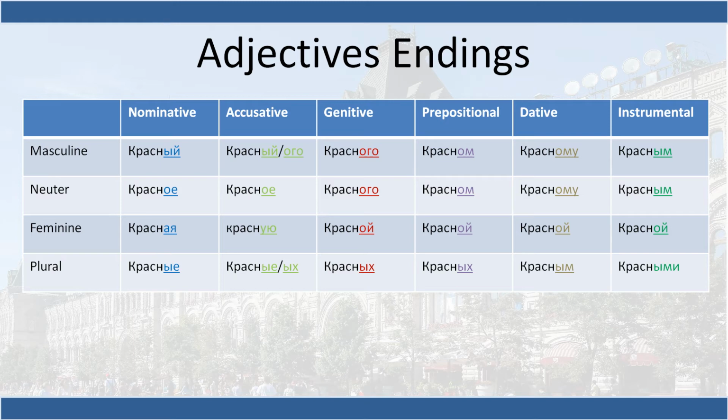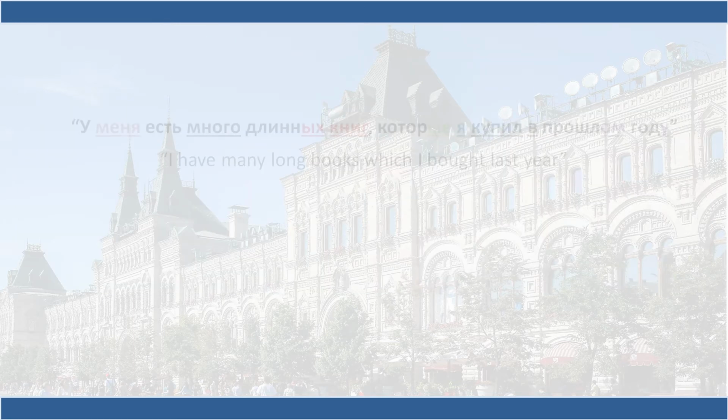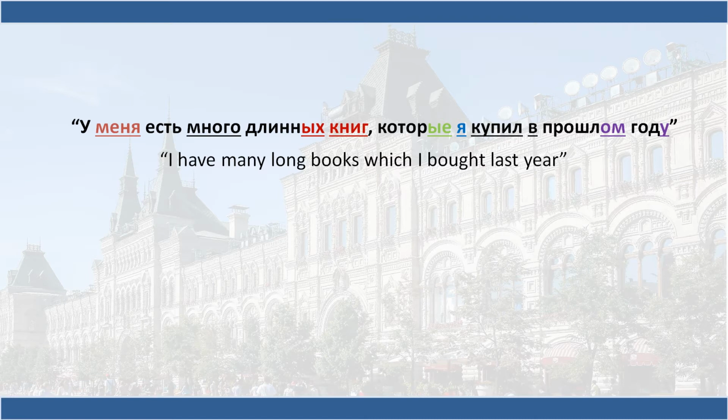And here are some examples to show you how cases work in sentences. У меня есть много длинных книг, которые я купил в прошлом году. I have many long books which I bought last year. У меня есть literally means at me is, and it's just a way to say I have. At requires the genitive case. Then as we are using the word many, we need the genitive case again. Then we have a linking word to not repeat the word books. This uses the accusative case because if you write it as a simple sentence, book will be in the accusative case. Then in last year, so it needs the prepositional case.